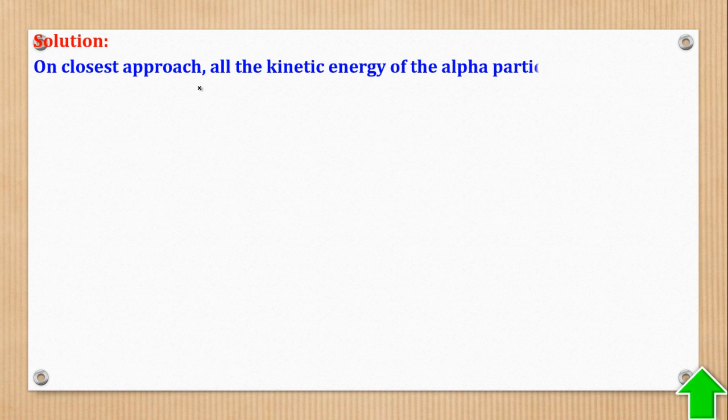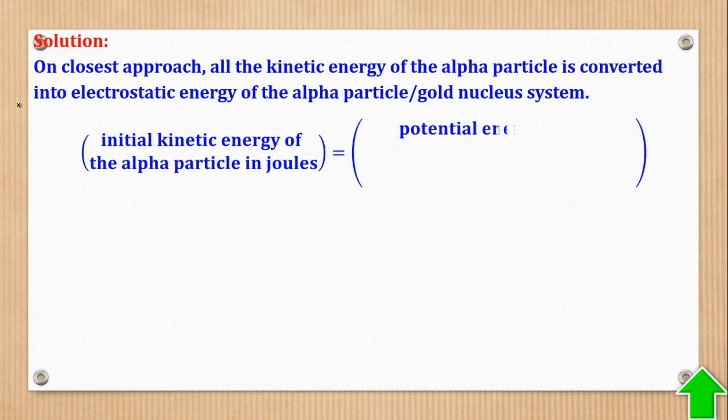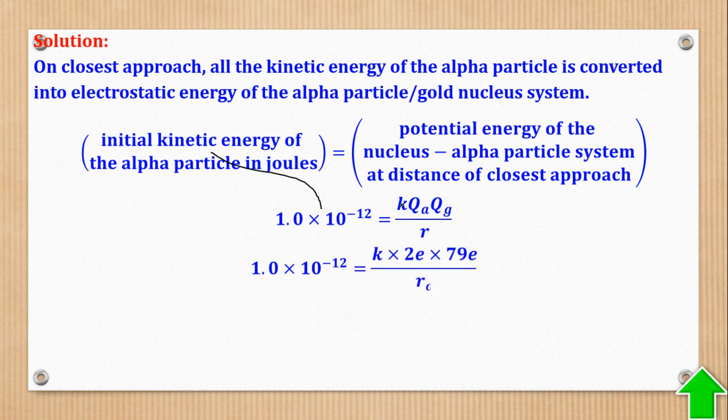So on closest approach, we already know that all the kinetic energy of the alpha particle is converted into electrostatic energy of the alpha particle-gold nucleus system. That means that these two are equal. Therefore, we shall quote the formula. Now this one was already given. Then the potential energy is K Q1 Q2 over R, which is the separation or closest distance. Therefore, we substitute. I know this is that and this is that according to the question, and this is the closest distance of approach.